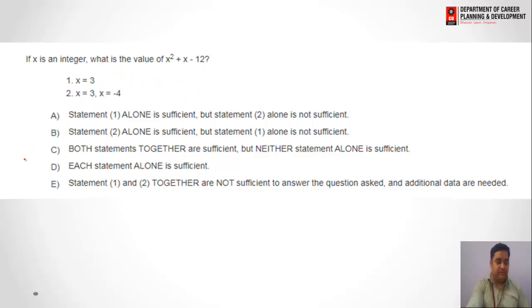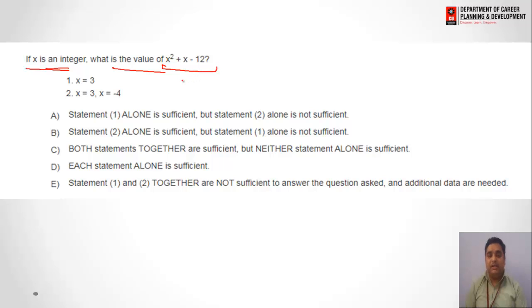The next question: if x is an integer, what is the value of x square plus x minus 12? Here we have x is equal to 3, and x is equal to minus 4. The first thing we have here is the absolute value.